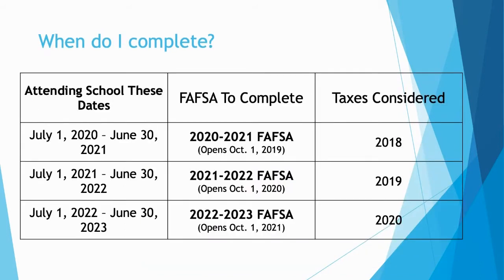So you need to complete the FAFSA for each year that you're attending school. Right now, we're discussing the 2021-2022 FAFSA. That application opened October of last year, and 2019 taxes are considered. As you can see here, for each year that you're attending school, it would be between July 1st to June 30th, and then it looks at prior year's tax information. So again, the 2021-2022 school year looks at 2019 taxes, and that would be for a student attending school anytime between July 1st of 2021 to June 30th of 2022.